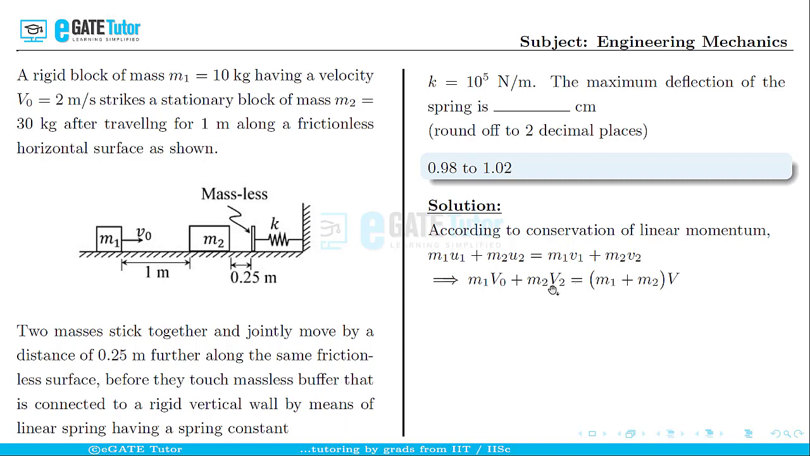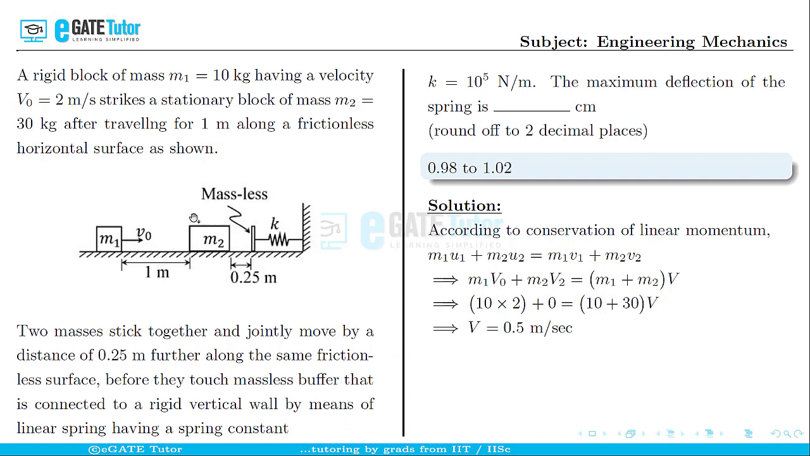Since the initial velocity of mass 2 is 0, the term m2 u2 is 0. Simplifying by substituting the corresponding values of m1, v0, m1 and m2, we first find v, the common velocity after collision. That comes out to be v = 0.5 meter per second.